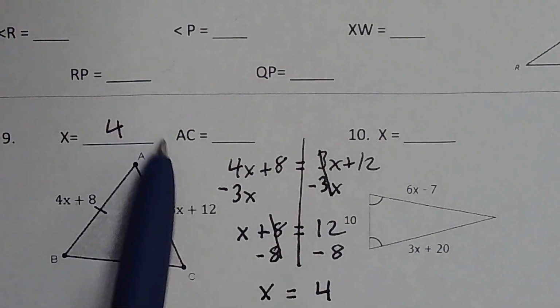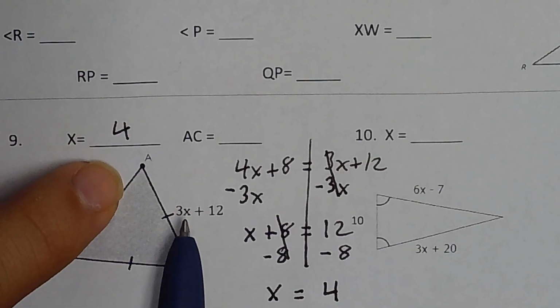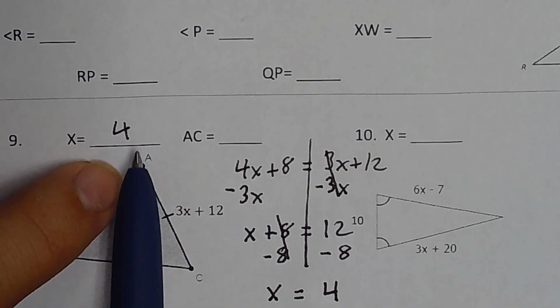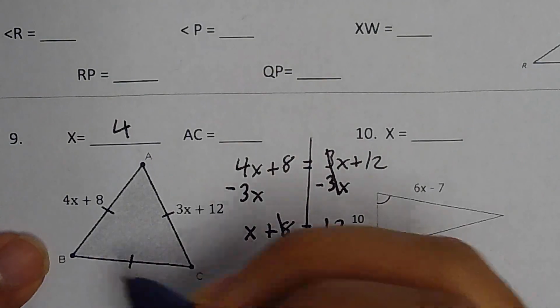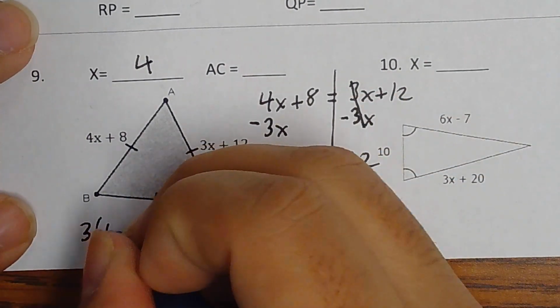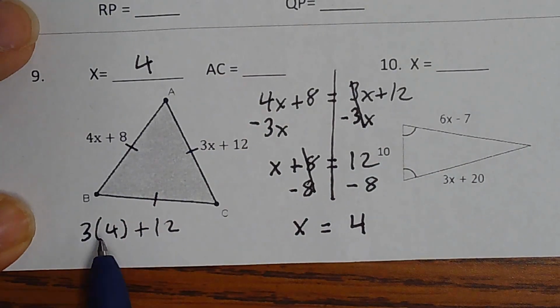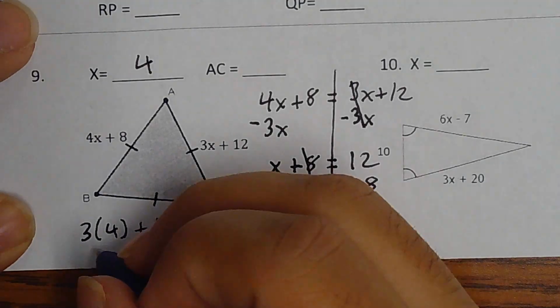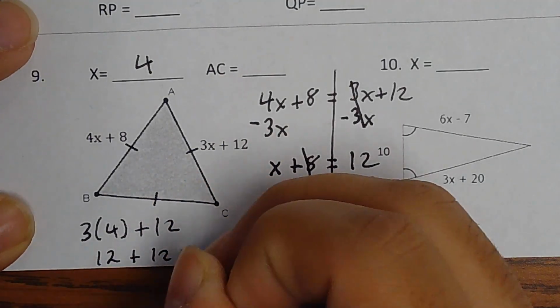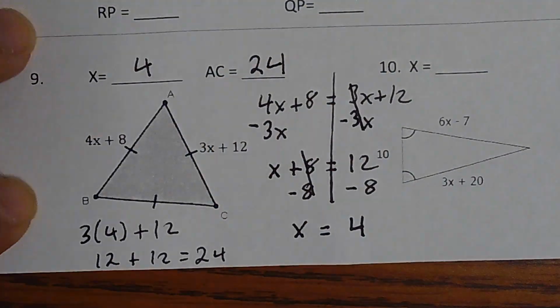Now it's telling me to look for AC. How can I find AC if it's called 3x plus 12? Do I know what the value for x is? We do. It's 4. So all you're going to do is plug in 4 right there. So I'm going to have 3 times 4 plus 12. So 3 times 4 is 12. Plus 12 is going to be 24. So the measure of AC is 24.